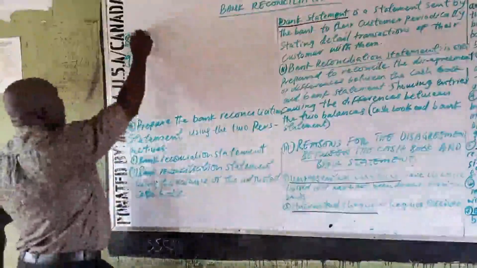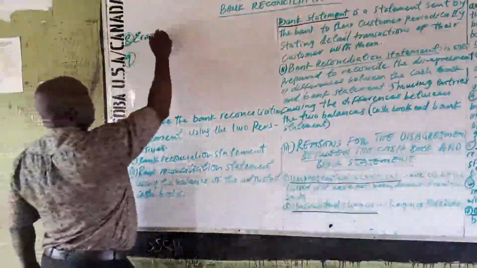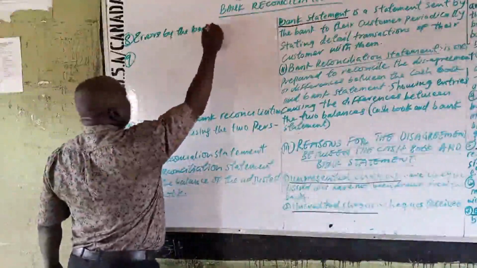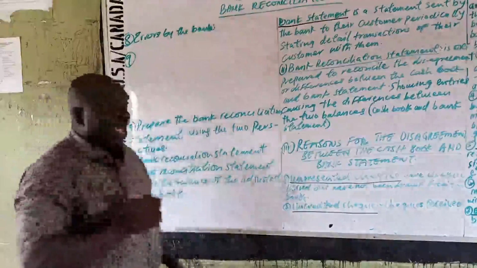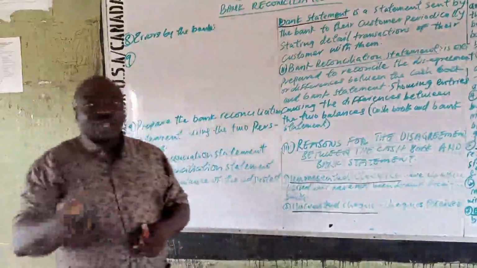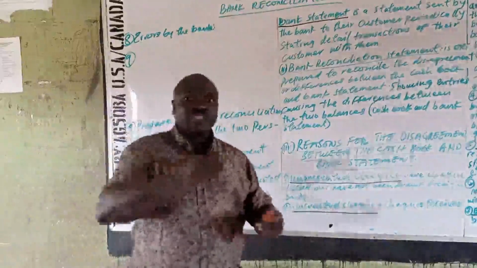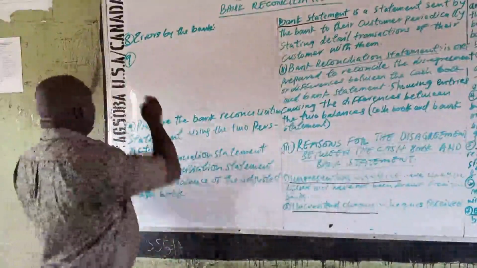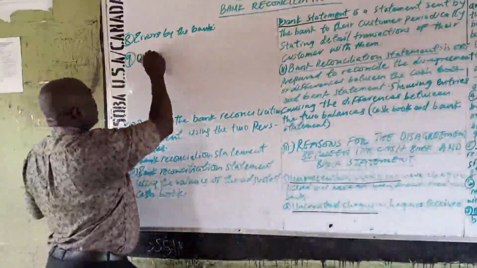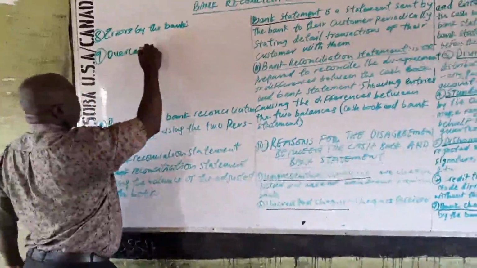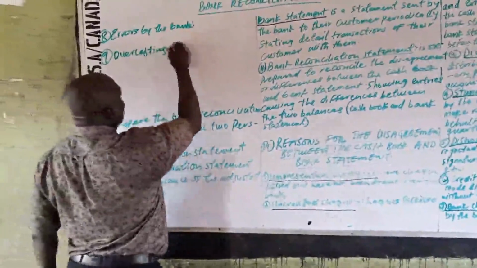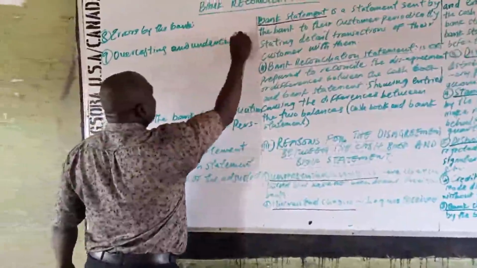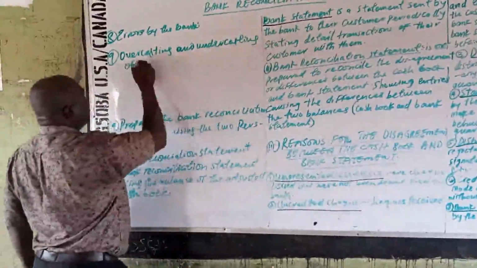Number 8 is errors, that is, errors by the bank. Now, these are mistakes made by the bank when entering amounts or mistakes made when making entries in the customer's account. Then we have number 9, we have overcasting of figures, and undercasting of figures.